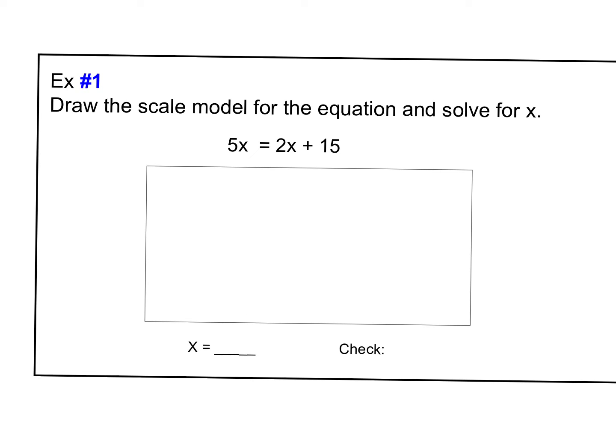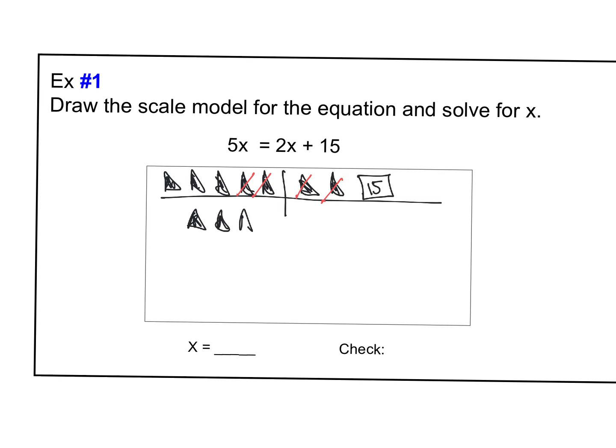So let's try that legal move with this next problem. I'm going to start with my 5 triangles on the left side. And then we have 2 triangles and our 15 on the right side. I can look at what's the same on both sides. So both sides have 2 triangles. So I can go ahead and remove those, meaning now I'm left with on the left side 3 triangles, and then on the right side we have 15.